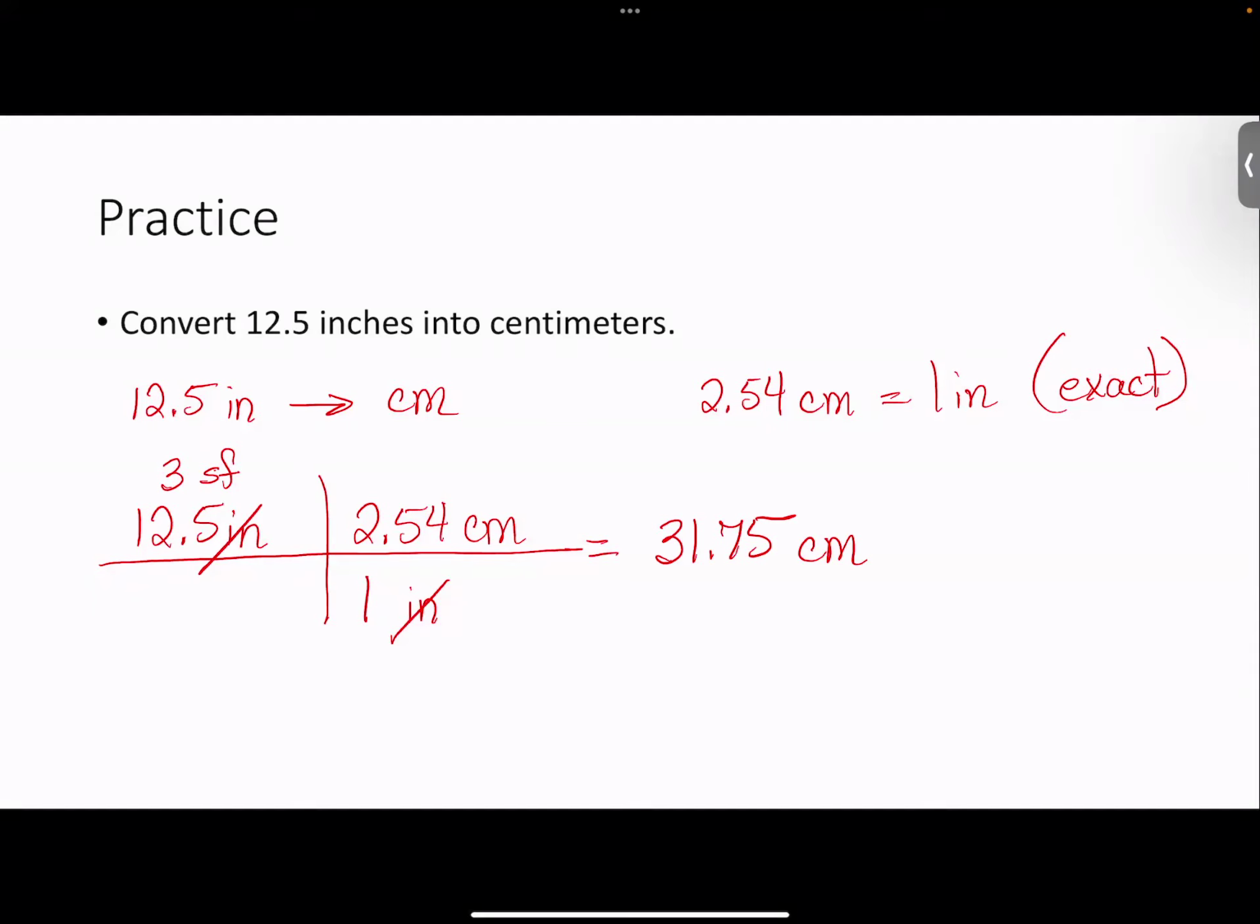2.54 centimeters in 1 inch, I said, has an infinite number of significant digits. This is multiplication and division, and according to the rules of multiplication and division, the answer will have the same number of significant digits as the measurement with the fewest. The measurement with the fewest had 3 significant digits. Therefore, your answer needs to only have 3 significant digits. So you would record it as 31.8 centimeters. Questions?